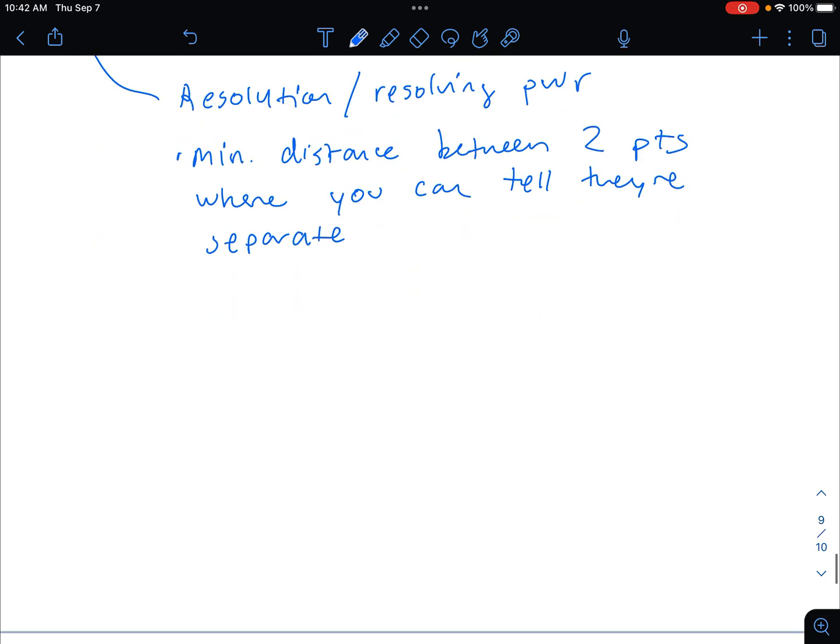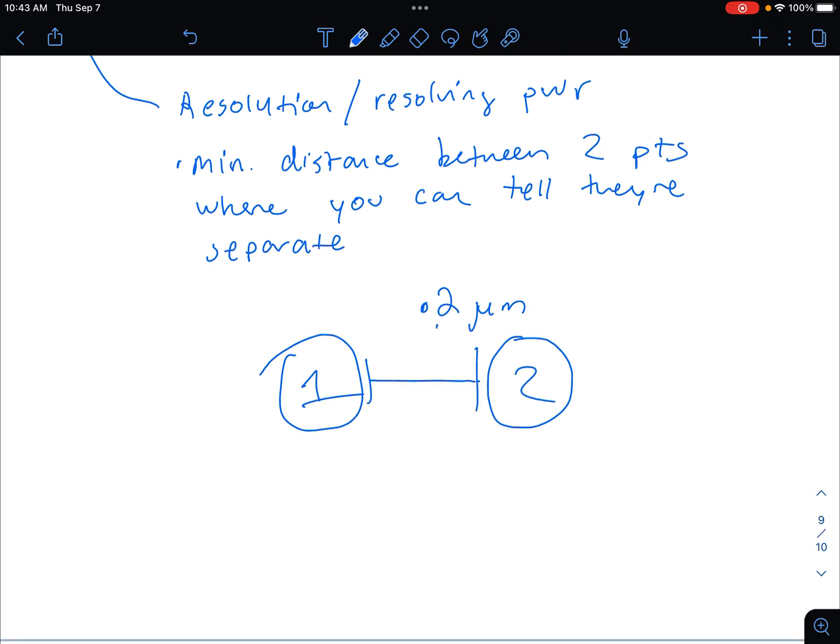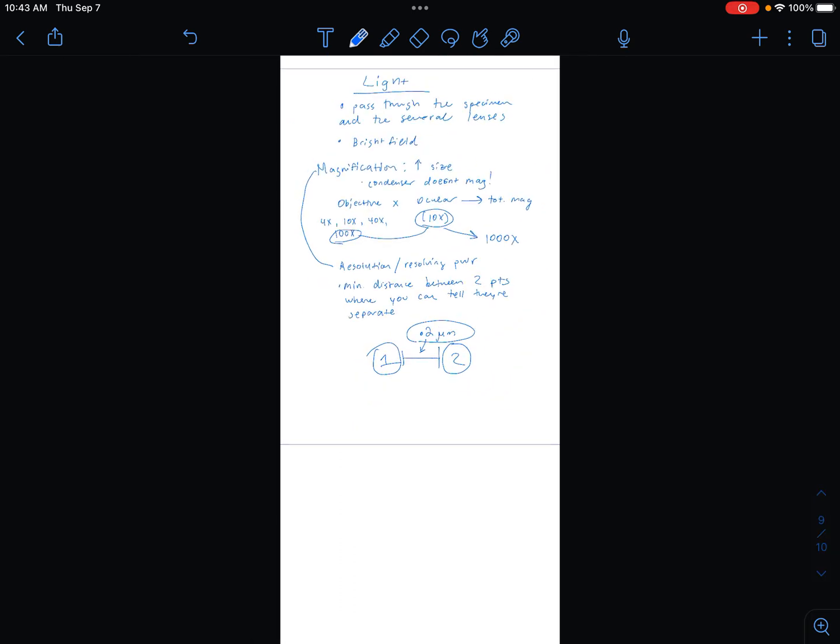So, for example, the maximum resolving power of a light microscope is 0.2 micrometers. So, let's say we have two bacteria cells right here. There's cell 1, cell 2. Under a light microscope, I could tell that there are two separate cells at this distance. That's the max resolving power for a light microscope.